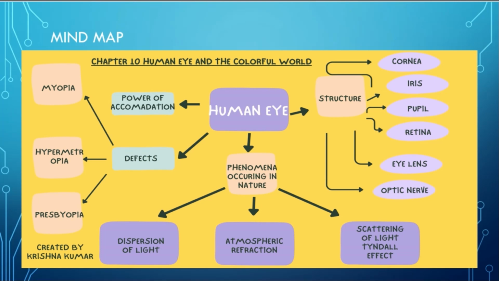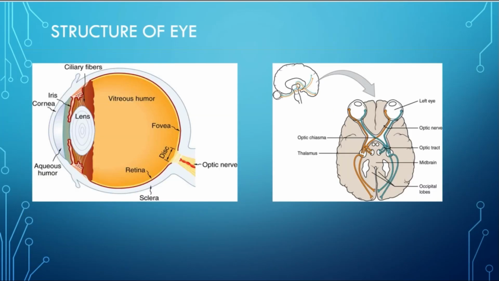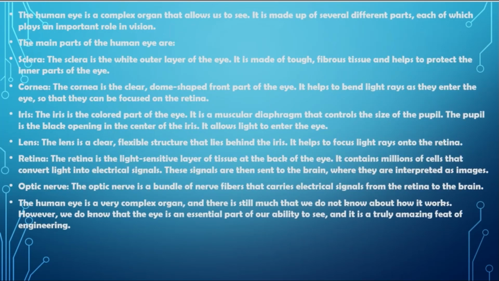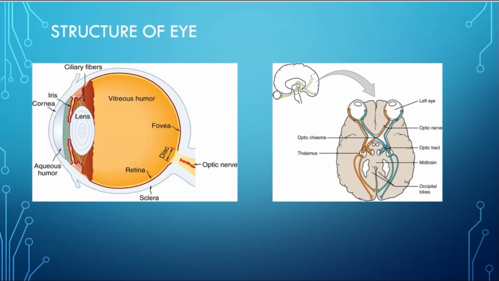Today, I stand before you to shed light on a remarkable creation of nature, the structure of the eye. The eye, the window to the world, is an intricate organ that allows us to perceive the beauty and wonders that surround us. Understanding its structure is not only fascinating, but it also enables us to appreciate the miracles of our own existence. Let's delve into the structure of the eye from the perspective of a class 10 student.